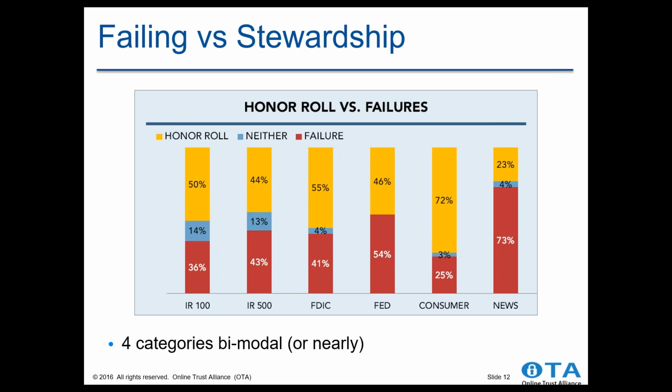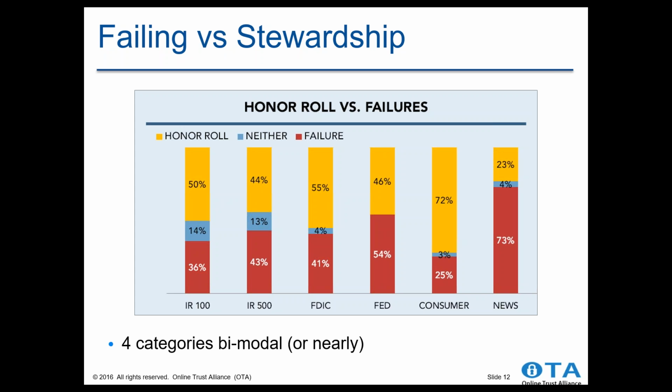Right, so thanks, Craig. We also wanted to look at why companies fail. It's useful to see the ones that make the honor roll. That's great, but we also want to look at why did they fail and how could they make more improvements. And this chart shows in gold the percent of sites in a given sector that made the honor roll. Blue is those that neither failed nor made the honor roll, and red are those that had a failure in one or more of the categories.